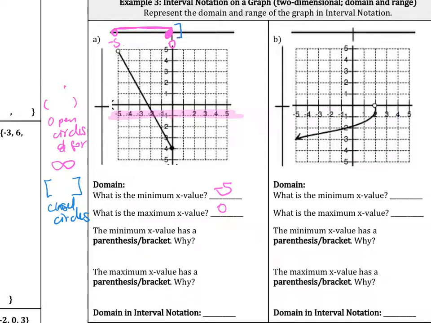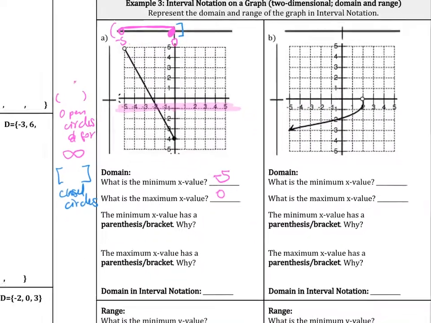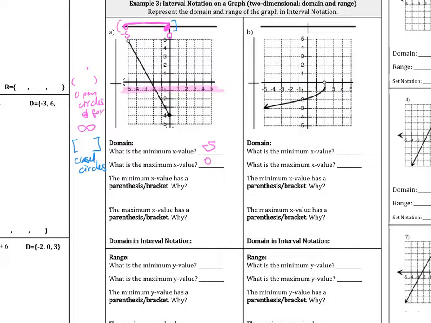So in this case here, this is going to be a bracket, and on the left side, it's going to be a parentheses because it's an open circle. And so we're just going to write that. So minimum x value, that -5 has a parentheses because it's an open circle. Then the maximum is a bracket because it's a closed circle. Sorry, let me add one more thing on there as well, is that if the graph passes through that point, we'll see that in some examples on the right.